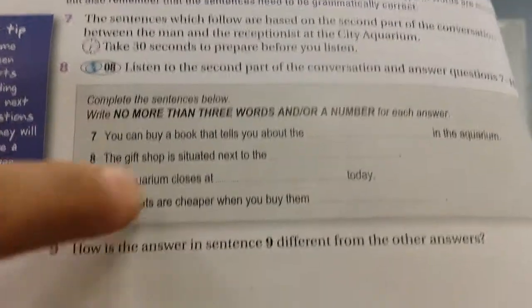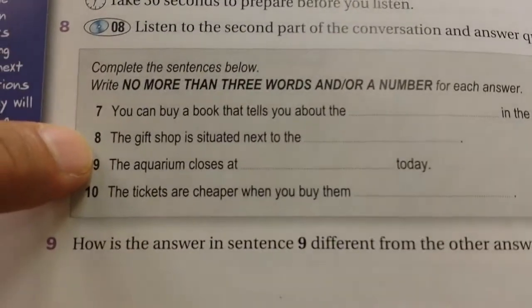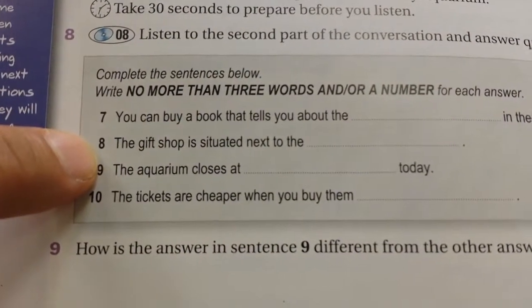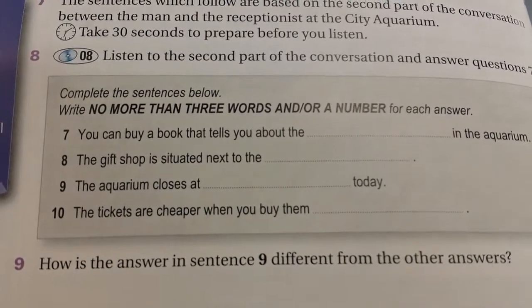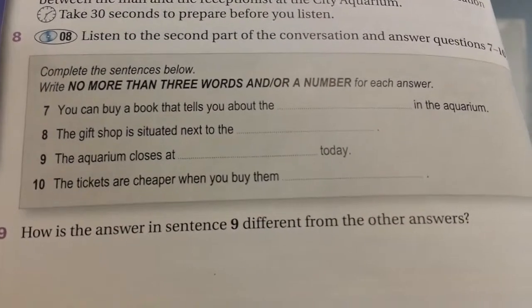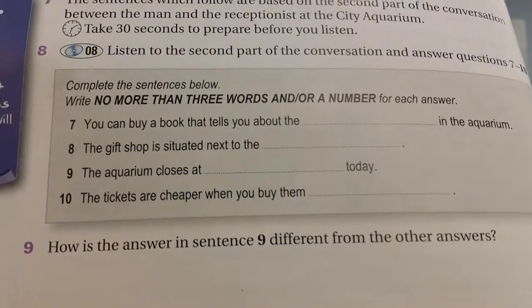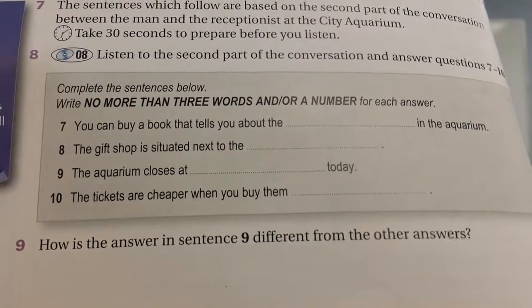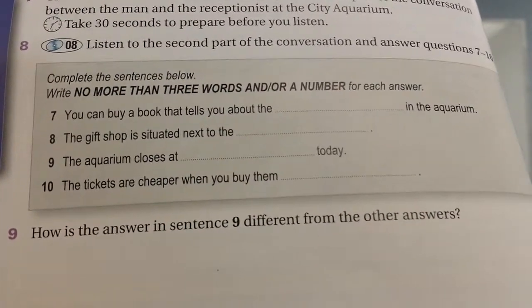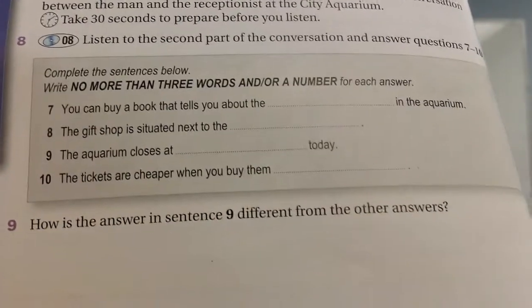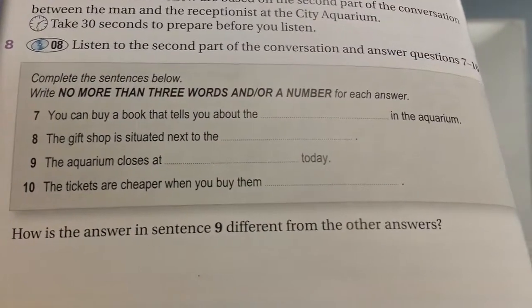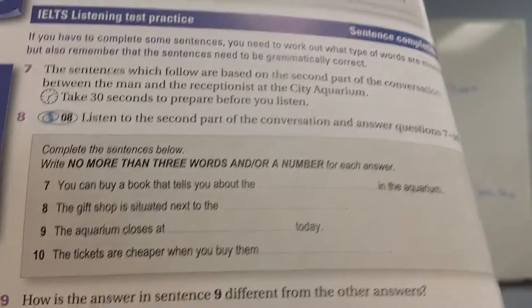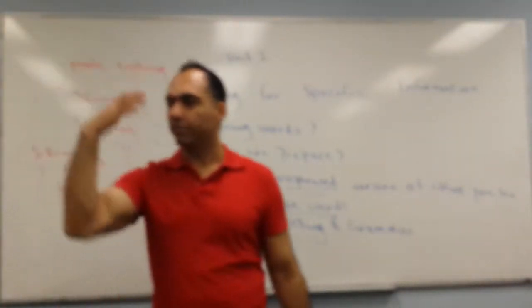Next is the gift shop is situated next to the name of a place. The aquarium closes at, you need the time. Today, 5 p.m., 6 p.m., 9 p.m. What? The tickets are cheaper when you buy them. Maybe online.